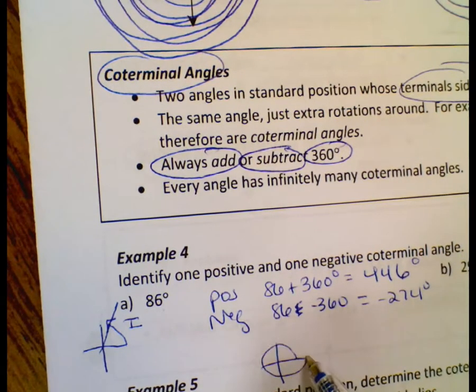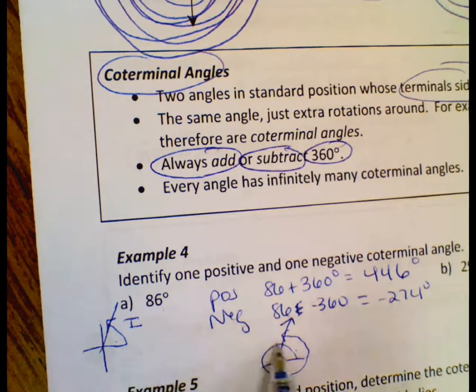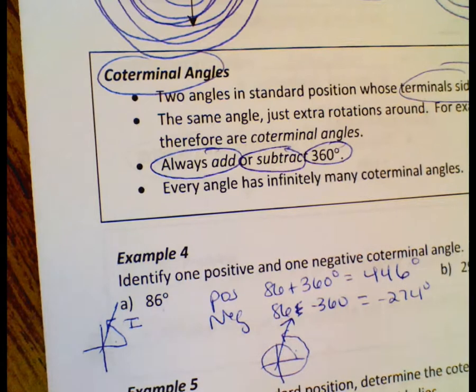Now, if I was going to draw 446, this is what I would be doing. There's 360, and it's about another 86. So guess where it's at? First quadrant, same spot as this one. They land both in the first quadrant.